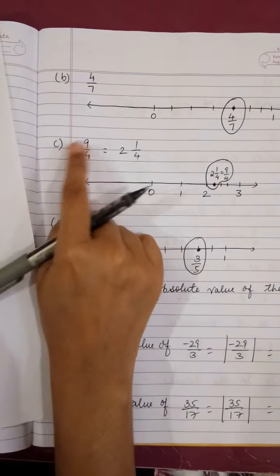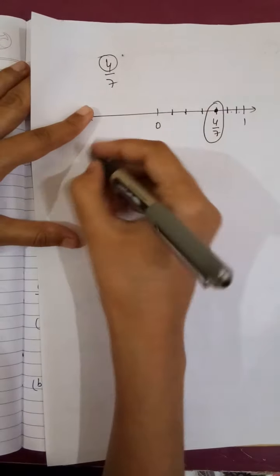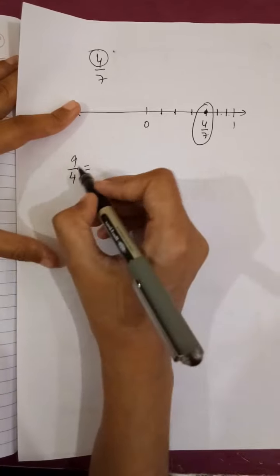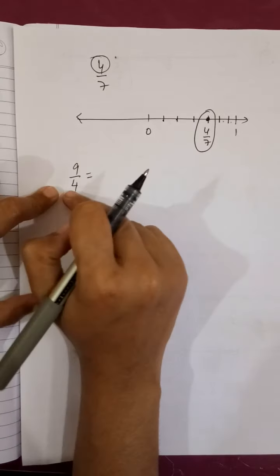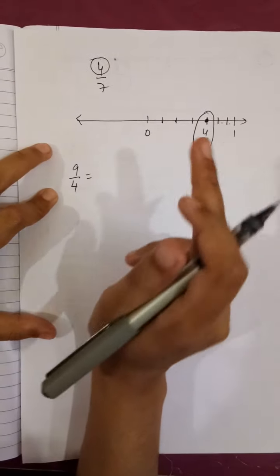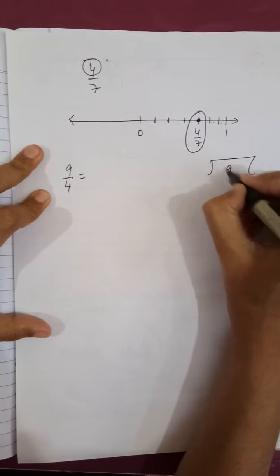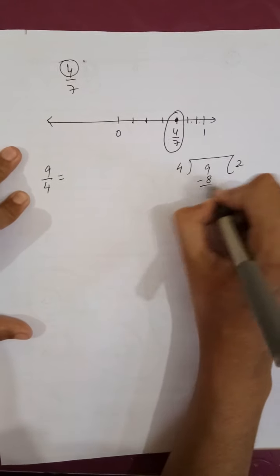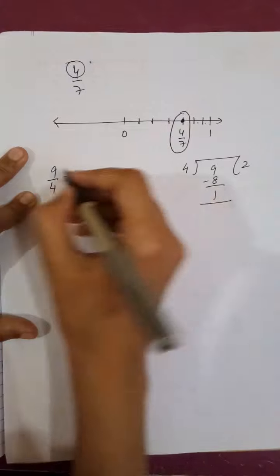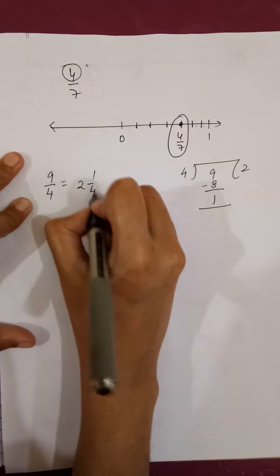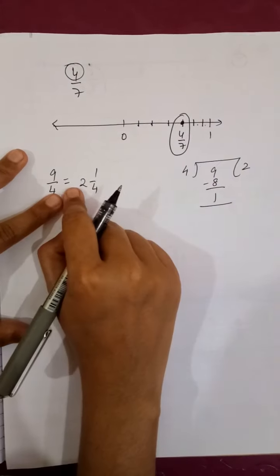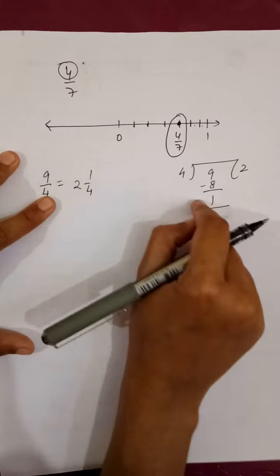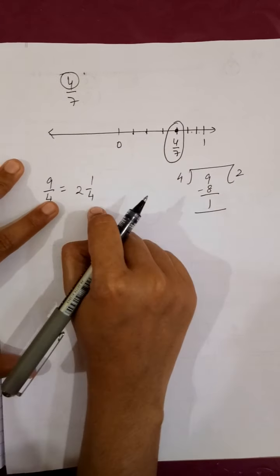Next is 9 upon 4. Now first of all, 9 upon 4 is an improper fraction. So I am going to convert the improper fraction into a mixed fraction by dividing 9 by 4. 4 twos are 8. Remainder is 1. So what will come here? 2, 1 upon 4. The quotient 2 I am going to write as it is. Remainder 1 will come in the numerator, and the divisor will come in the denominator.